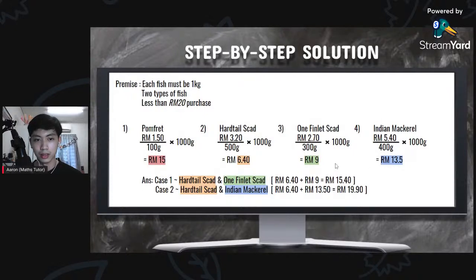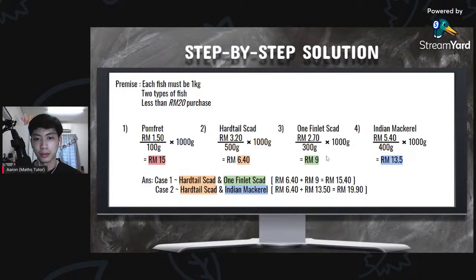So this combination is acceptable, you can write it down. This is the first combination, because we want two fish only. And then case 2, hardtail scad again. If we add with this one, it is also acceptable because it is 19.9 ringgit, still under 20 ringgit.